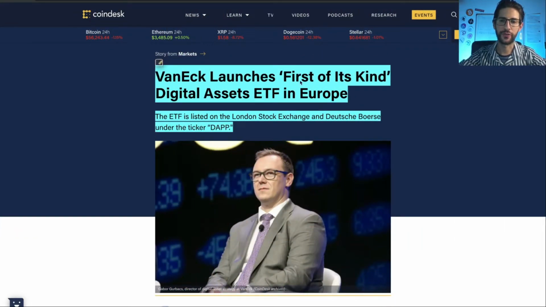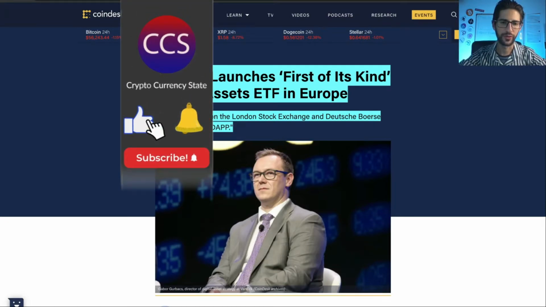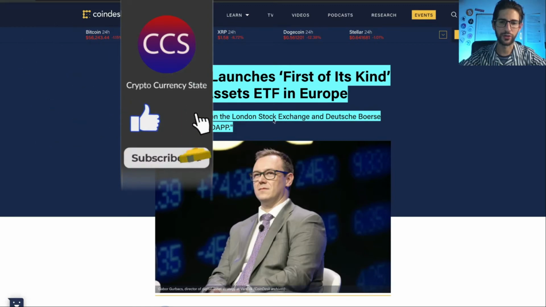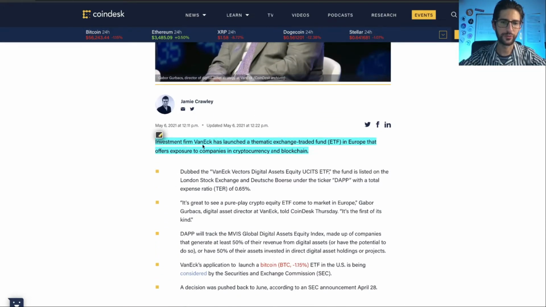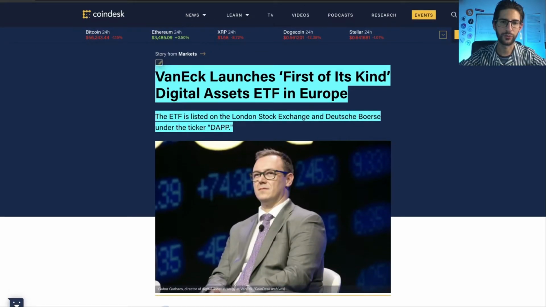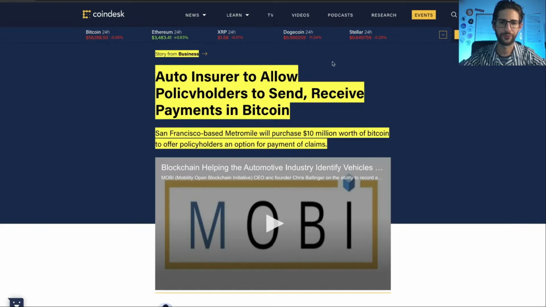VanEck launches the first of its kind digital asset ETF in Europe. The ETF is listed on the London Stock Exchange and Dutch boards under the ticker DAPP. The investment firm VanEck has launched a thematic exchange traded fund in Europe that offers exposure to companies in cryptocurrency and blockchain. This is what we want in the US also. Auto insurer to allow policyholders to send and receive payments in Bitcoin.